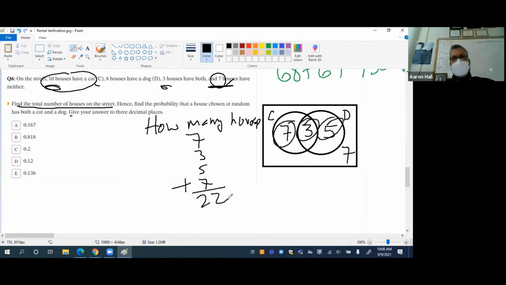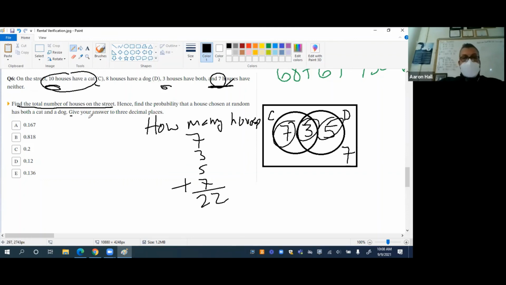Did I count it wrong or did you count it wrong? One more time, let's just make sure. 7 plus 7 gives us 14. 14 plus 5 is 19. 19 plus 3 more gives us 20, 21, 22. Yeah, I'm getting 22.